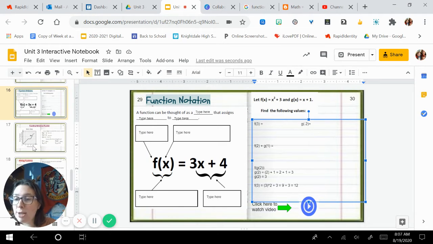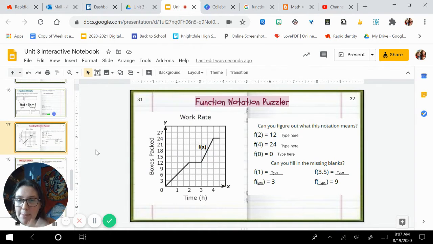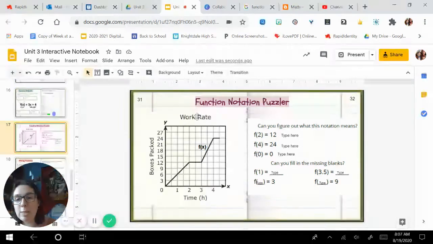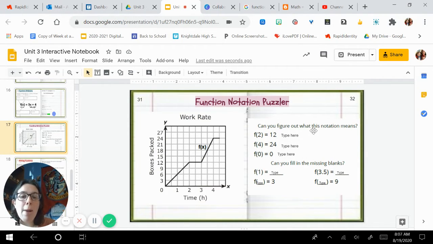All right, so let's look now at a graph. Same type of concept. I have a graph right here, and this is my work rate graph. It has time in hours and boxes packed. So if I'm moving, how many boxes can I get packed over time? I'm going to do a couple, and then you're going to do the rest on your own.